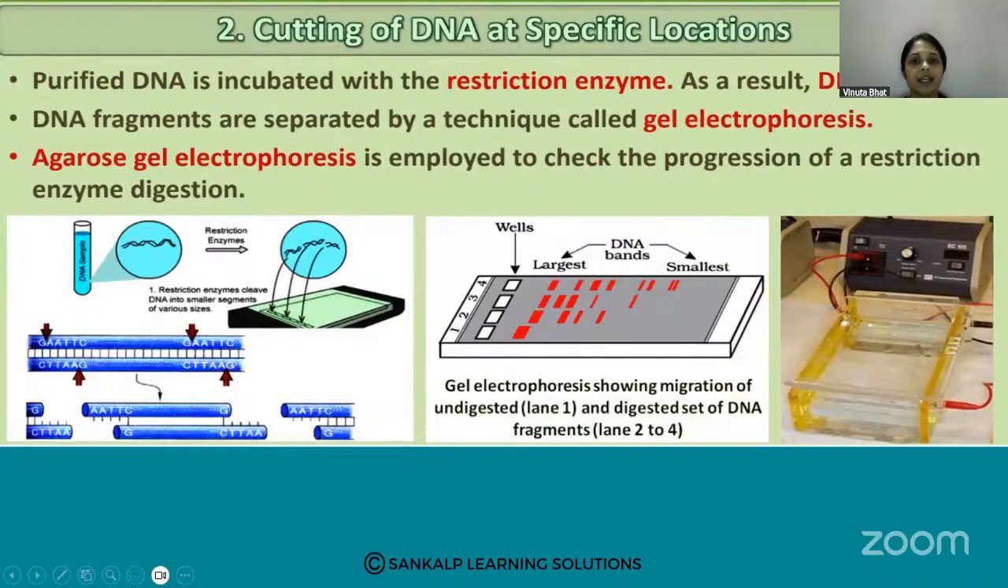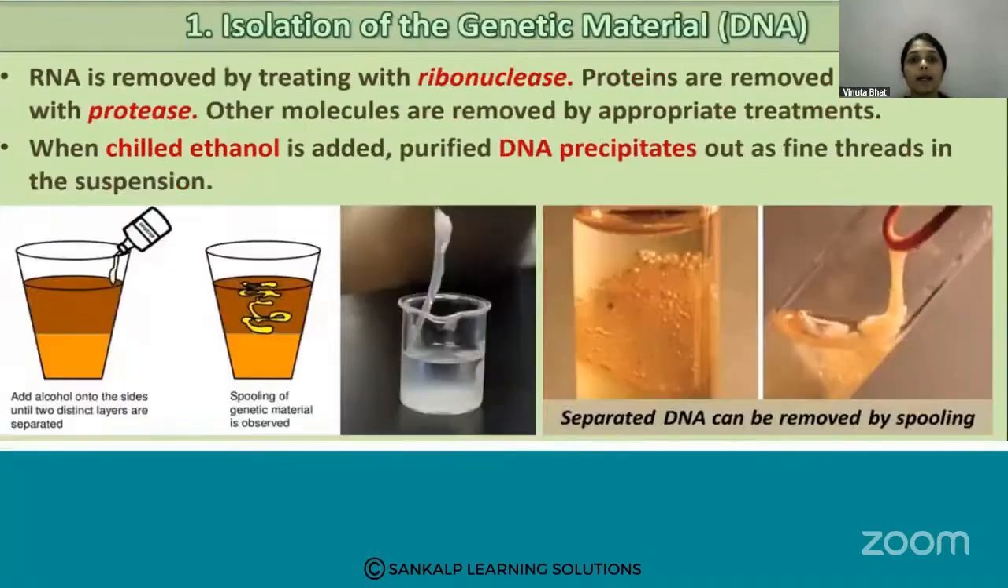Okay, already we have the DNA molecule by this process. We treated the cells with enzymes, and when treated with enzymes, we got some macromolecules. To remove all the macromolecules, we use particular enzymes, and we get only the DNA when chilled ethanol is added.